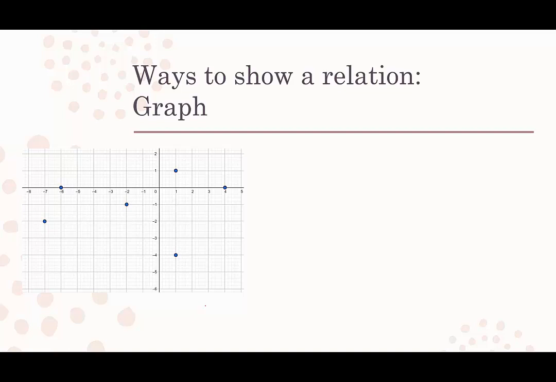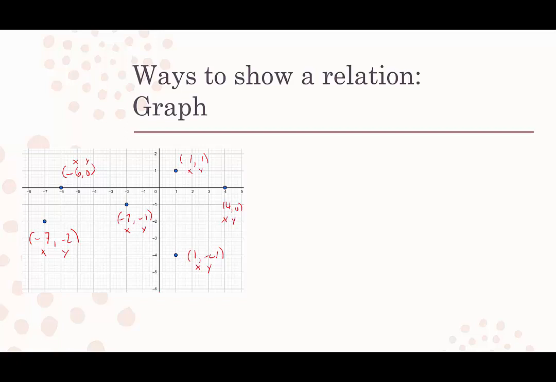You can do this just on the graph, or you can do it on a separate sheet of paper, whatever makes the most sense. So this is -7, -2, and again, this would be x, and this would be y. Here we have -6, 0, that's x, y. -2, -1, x, y. 1, 1 would be x, y. Down here we have 1, -4, x, y. And then here we have 4, 0, x, y.